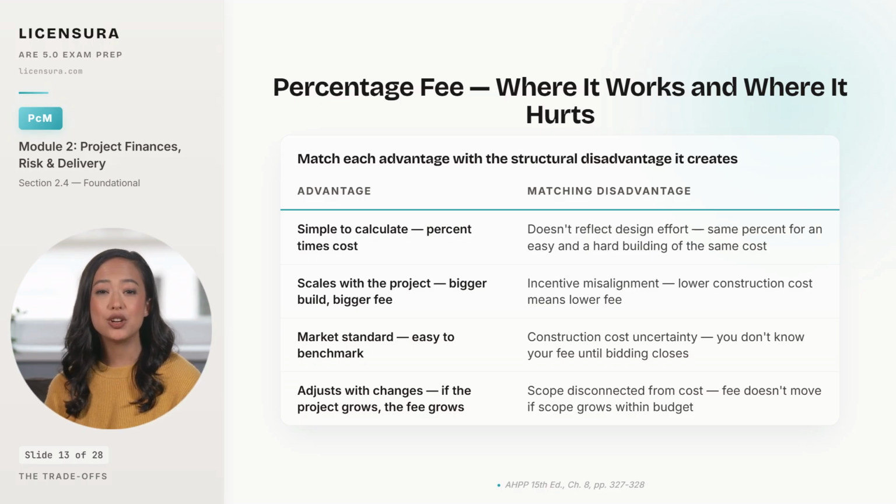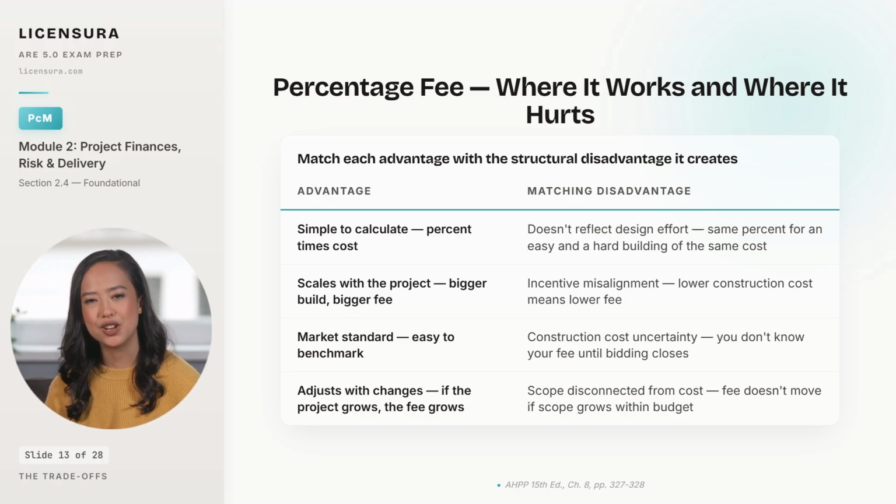You bring in a cheaper structural system, you reduce construction cost by $1 million, and your fee drops by $60,000. The market standard advantage makes the conversation easy to start, but it also means you don't know your actual fee until bidding closes, and if bids come in low, your compensation drops with no change in the work you performed. And the Adjust with Changes feature works only when the project grows in dollar terms. A scope expansion that fits within the original budget produces no additional fee, even though the work is real. Each advantage carries a disadvantage that lives inside the same mechanic.